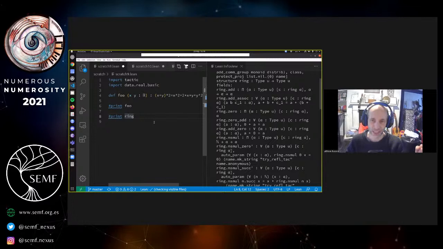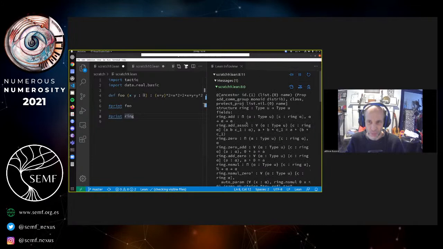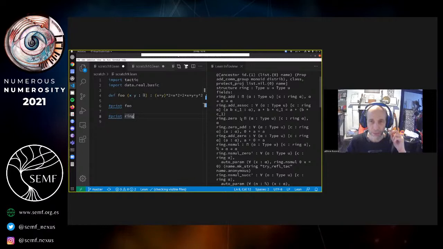I personally think that the definition of a ring is a stroke of genius. And every one of these axioms is dead important. And the moment you remove one of them, or add another one, you're going to be in big trouble.